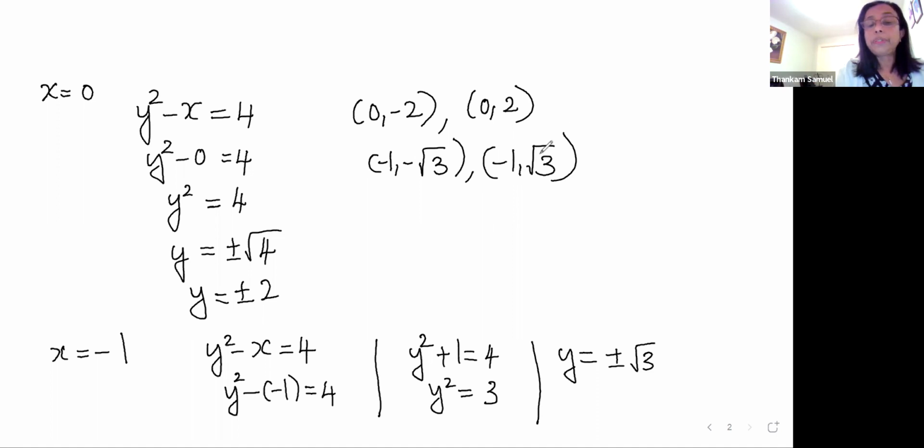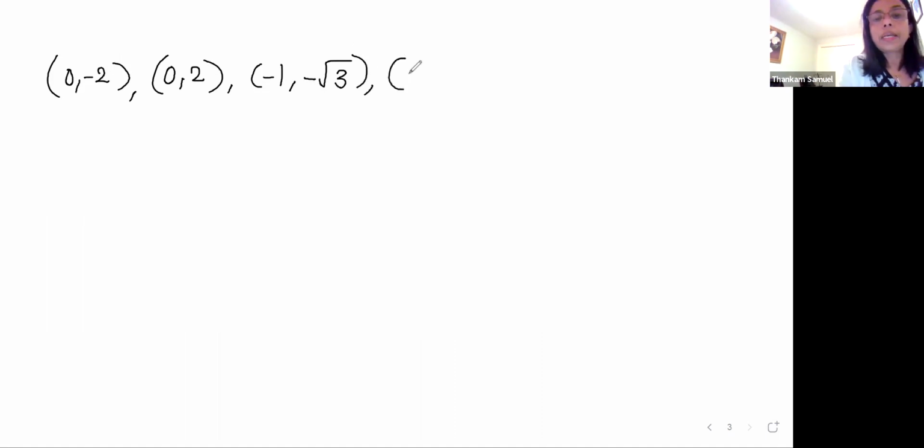Now, always remember to check these proposed solutions with the other equation also. Let's check the solutions. Let's go to the next page. So our solutions are (0, -2), (0, 2), then (-1, negative square root of 3), and (-1, square root of 3).